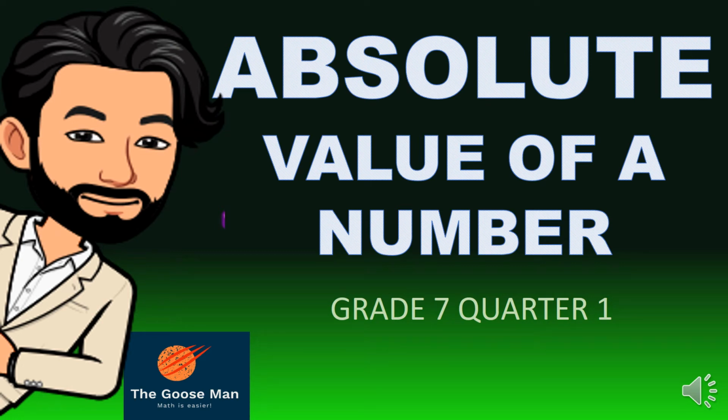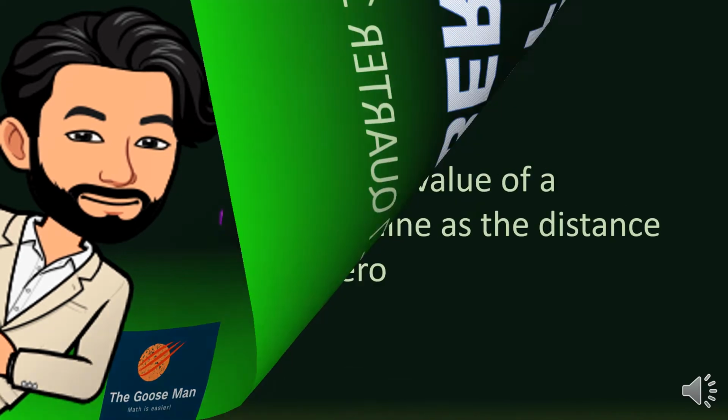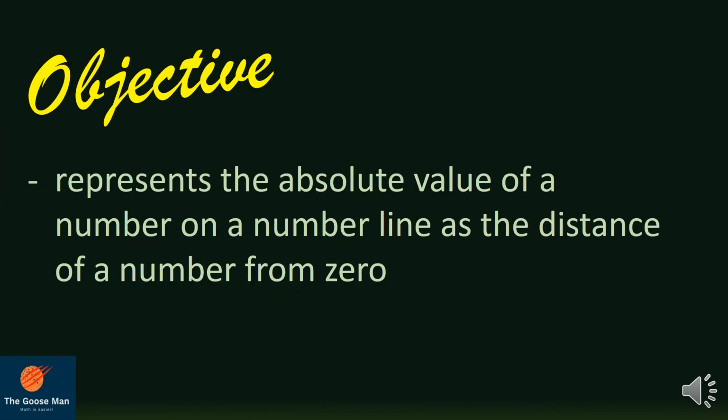Our lesson for today will be absolute value of a number. So this is intended for grade 7, quarter 1. For our objective today, we would like to represent the absolute value of a number on a number line as a distance of a number from 0.